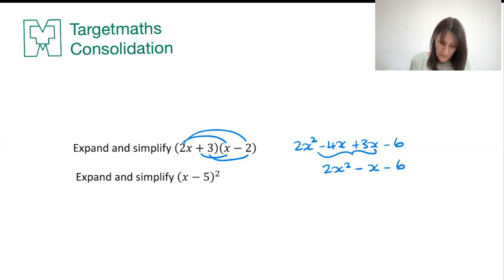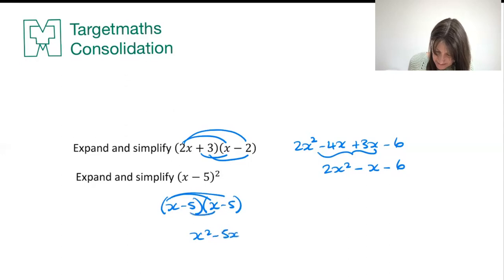Okay, so this one means x minus 5 times by itself. So it looks like that. And then you do your crab's claw. x squared minus 5x minus 5x. Be careful here, you've got 2 negatives making a positive. 5 times 5 is 25. Collect up the middle, and you've got x squared minus 10x plus 25.